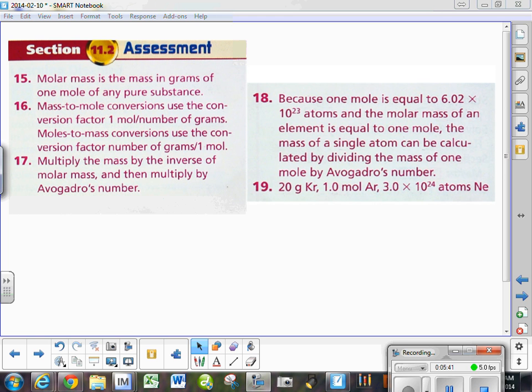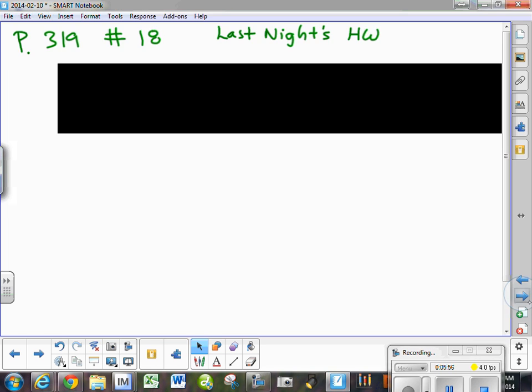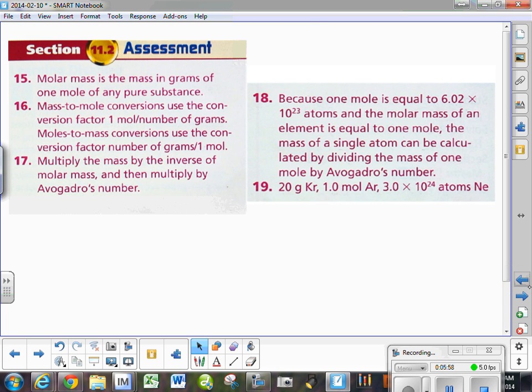Here are the answers for the homework from last night. And we will want to look at actually just two of the problems. Let's go ahead and go to the first one that I wanted to show you, which was number 18. So 18 is given to you.